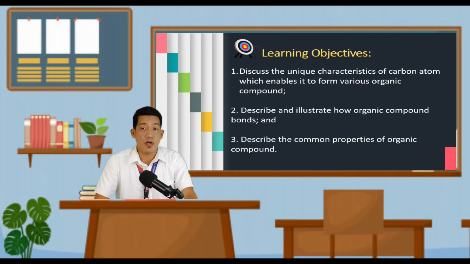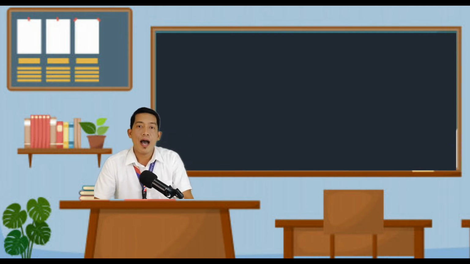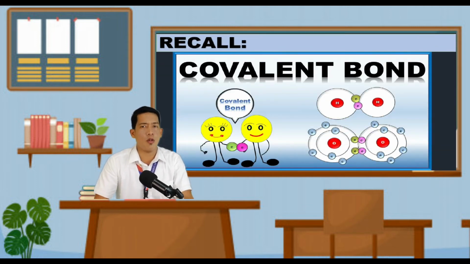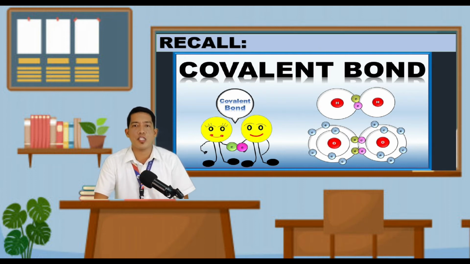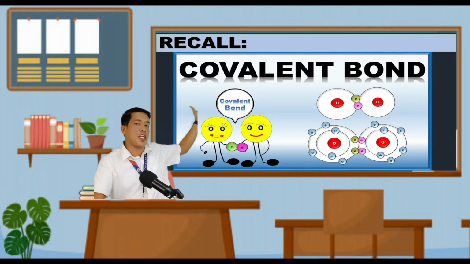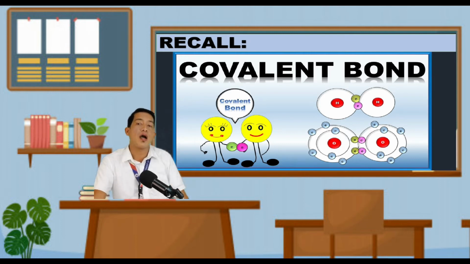Before we proceed further, let us look back on our lesson on how atoms share their electrons during chemical bonding. I am pretty sure that you will still remember the sharing of electrons during chemical bonding. Okay? On this presentation, covalent bond, sharing of electrons. So, are you ready? Let's begin.